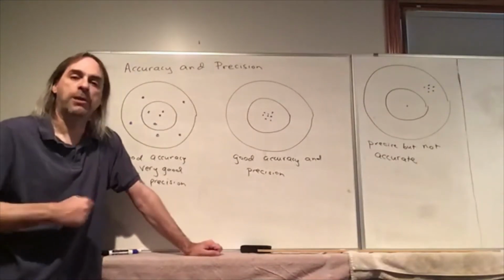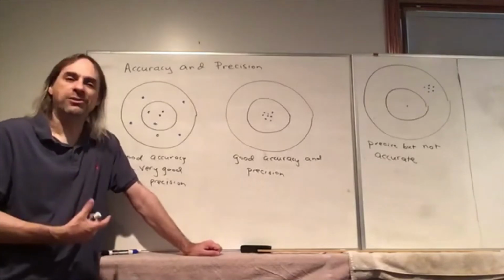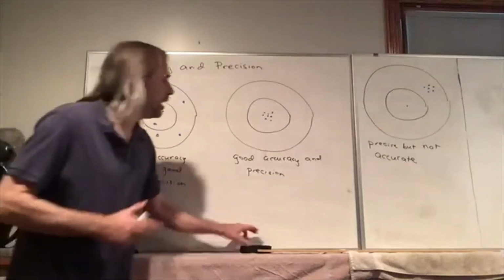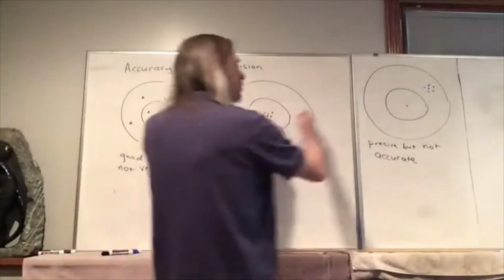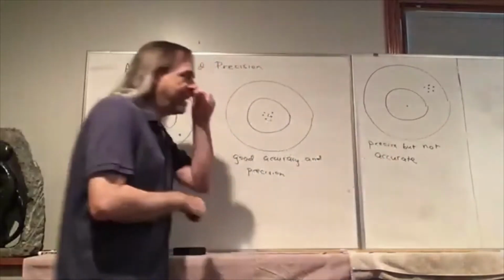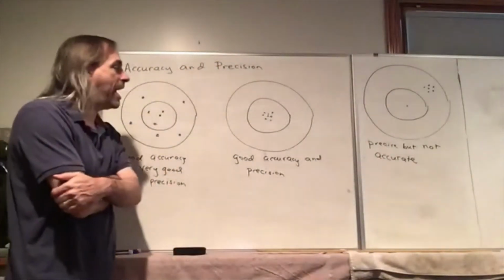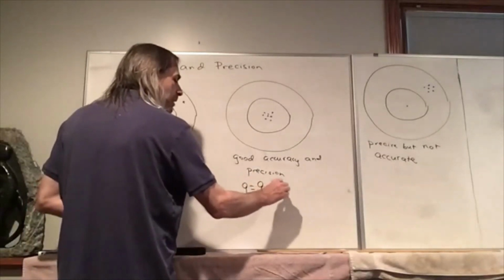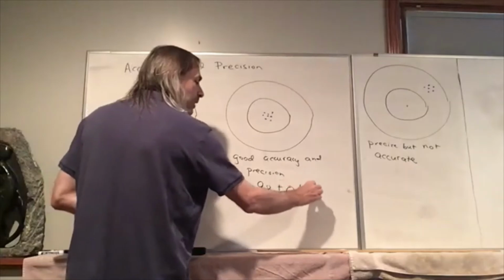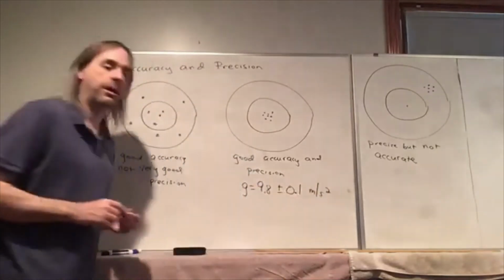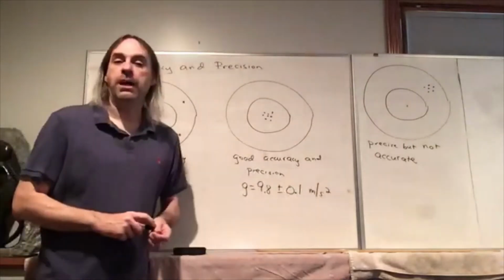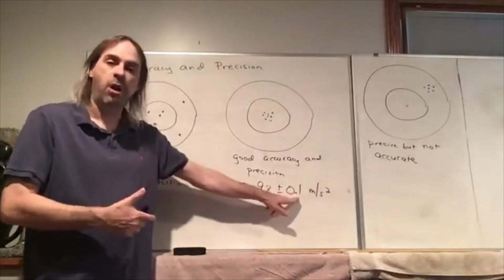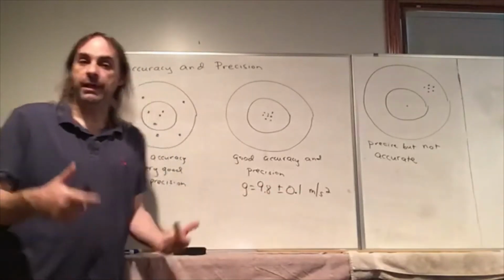Now say you've done an experiment. Can you just look at your results and say, yeah, I did a great job? Not necessarily. Let's compare these two pictures here. Say we're measuring g in this class, and in this one we get g equals 9.8 plus or minus 0.1 meters per second squared. We can say we did a great job. Here are our results: very precise, so a very small error, and very accurate because we got the right value.